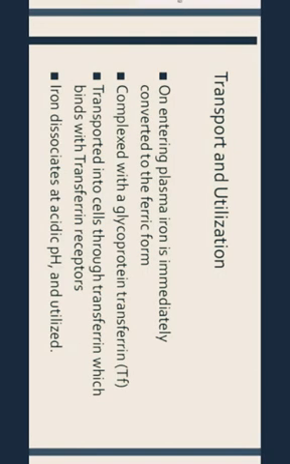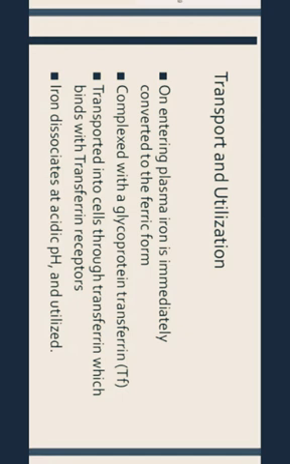As far as transport and utilization are concerned, on entering the plasma, free iron is highly toxic. So after entering the plasma, it is immediately converted through enzymatic reactions into a complex with the glycoprotein transferrin. After that, iron is transported inside the erythropoietic cells through the attachment of transferrin to a specific membrane-bound glycoprotein that functions as a transferrin receptor, and this complex is engulfed by receptor-mediated endocytosis.